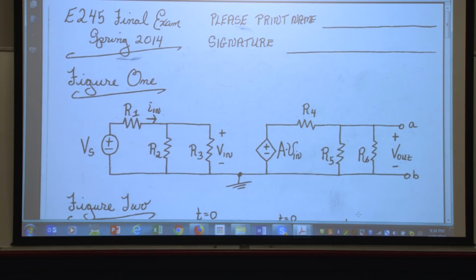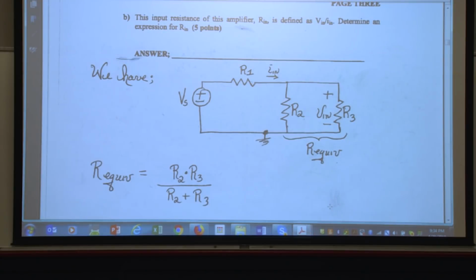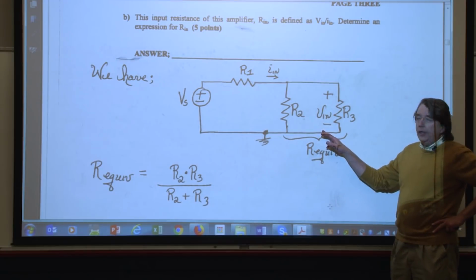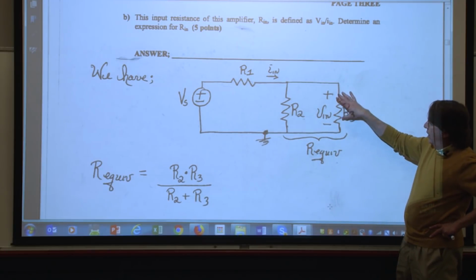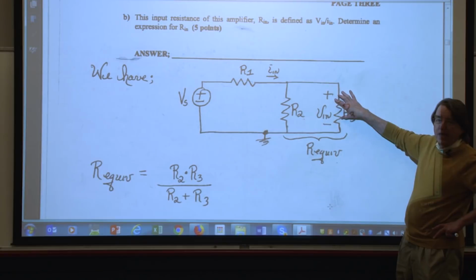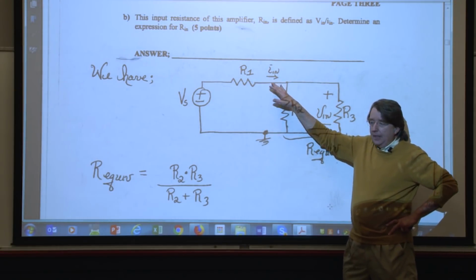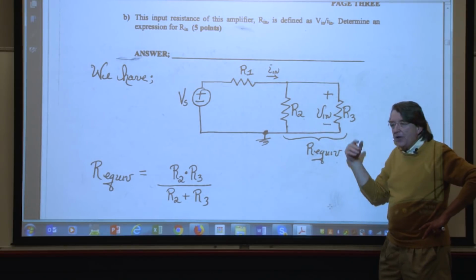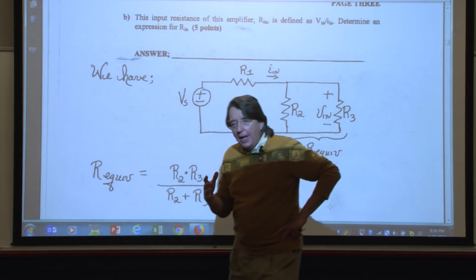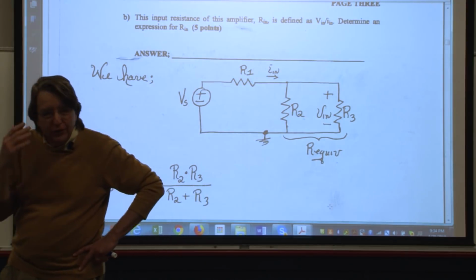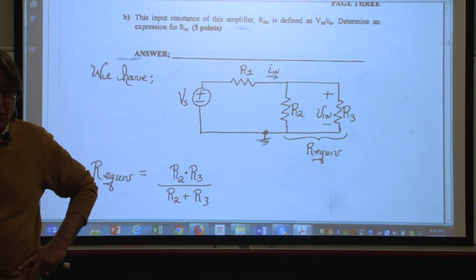So I now just redrew, pardon me, I redrew the left side of the circuit. And this is what I have. And what I want is V in over I in. Well, here's V in, and here's I in. Now, once again, we have two resistors in parallel.